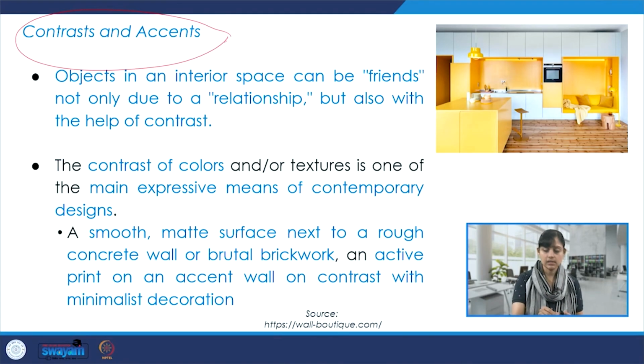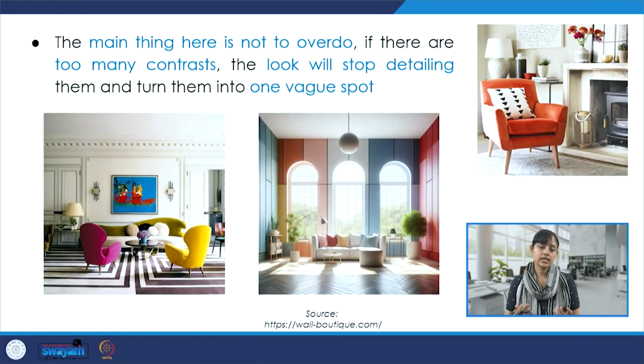Contrasts and accents are, of course, another important factor which impacts composition greatly. Objects in an interior space can be friends not only due to a relationship but also with the help of contrast. It is possible. Contrasting colors are quite used in contemporary designs to create very expressive designs or pieces. The main thing is that one doesn't do too much of any particular element. Too much contrast is also not good. So it has to be understood in a very subtle manner.